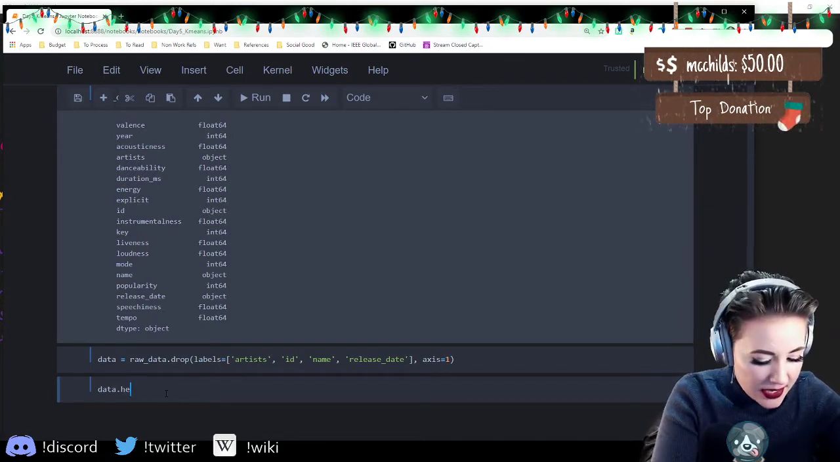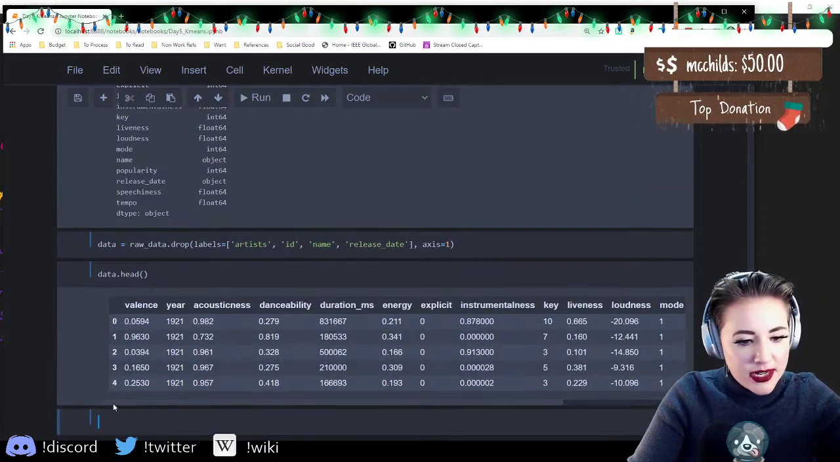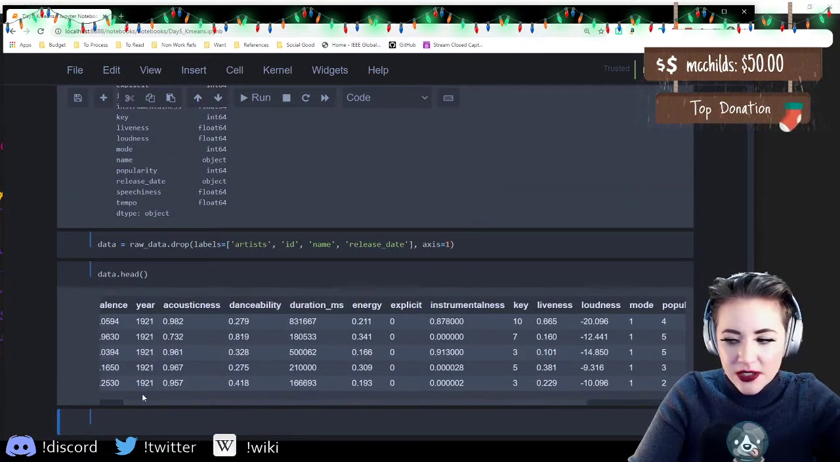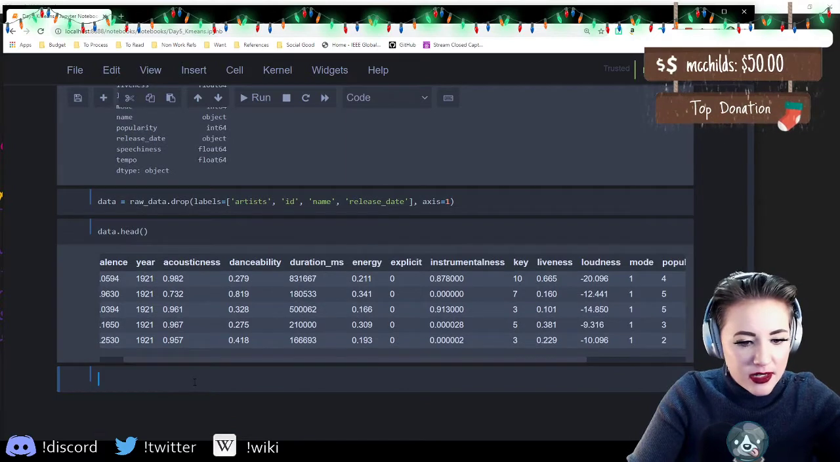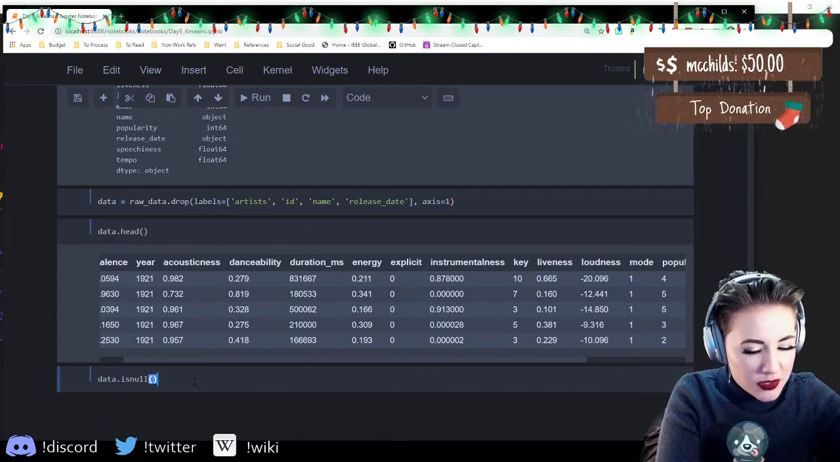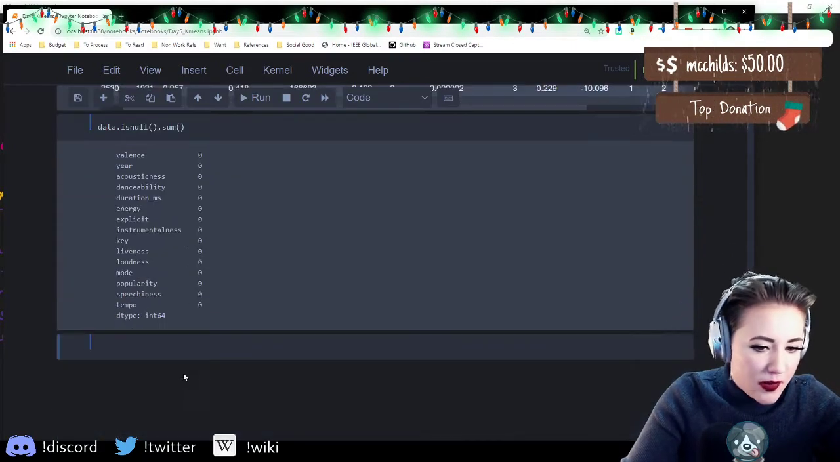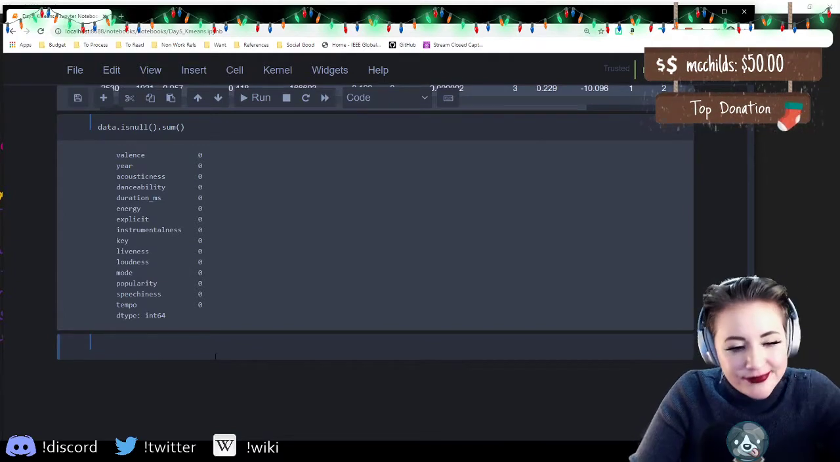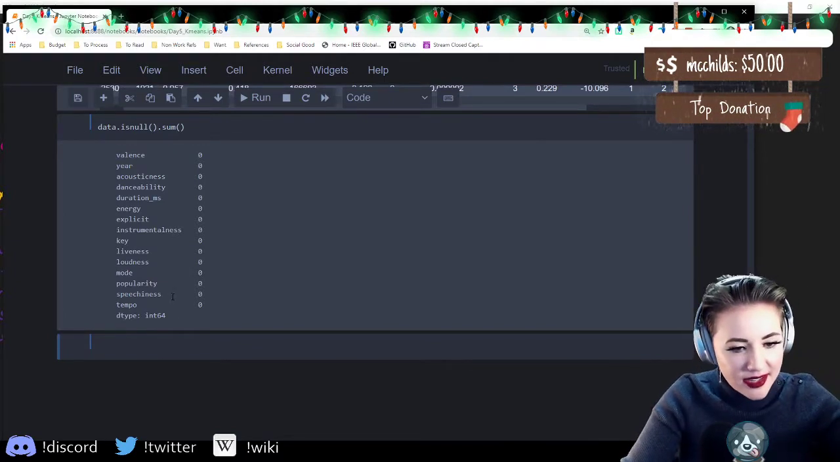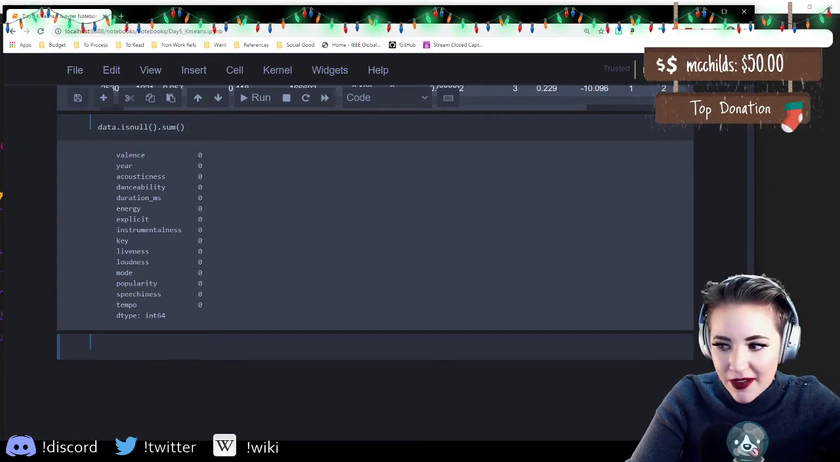So now we have our data. We're all dealing with floats and integers. We're in happy land. One of our checks that we should always do: do we have any nulls? No, thank you, data set. Perfect, we have a complete data set. This is fantasy land here where we don't have any problems with it.